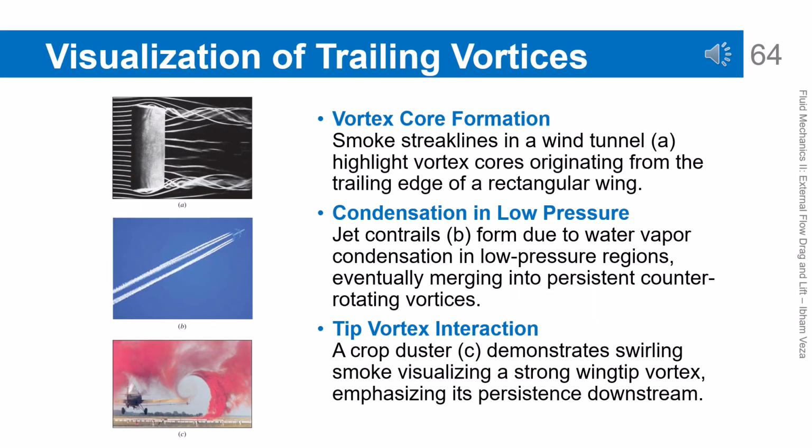Visualization of trailing vortices. This visualization shows the formation of strong vortices at the wingtips that extend far downstream. These vortices originate from the pressure difference between the lower and upper surfaces of the wing. In jet aircraft, water vapor condensation can make these vortex patterns visible. Wingtip vortices contribute to induced drag. This phenomenon is very important in flight performance and safety analysis.